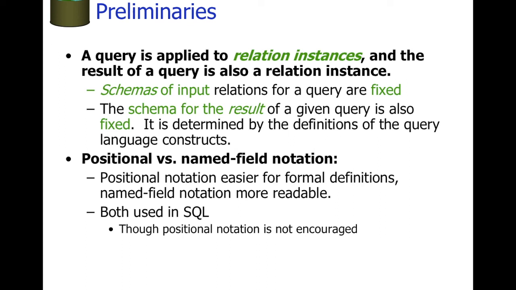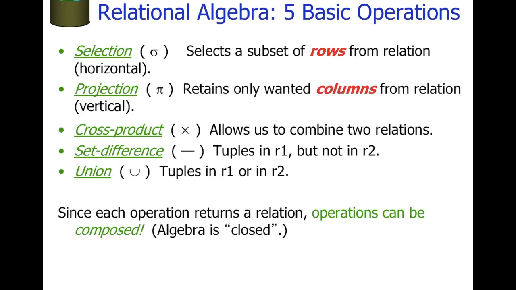All right, so what we're saying here is a query is applied to relation instances and the result of a query is also a relation instance. In a query, you input a relation and the output is also a relation. So in these logical functions, the input is a relation and the output is a relation. And the schema for the result, which is the structure of the result, is fixed, and the input is fixed. That is, you have an input relation, and the output is a relation. There's something called positional versus named field notation. You'll see it in SQL. Let's continue now with the relational algebra.